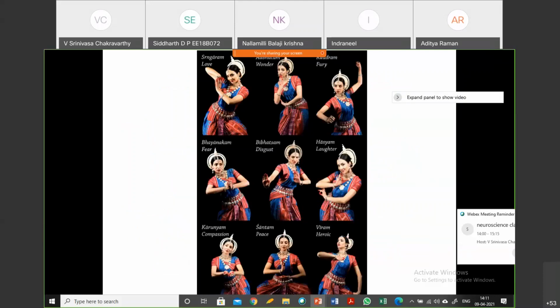So this is a picture that tells you how emotions are portrayed in Indian classical dance. I think it is Odissi, but I'm not very sure. And somebody told me it's not Bharatanatyam, but if somebody knows in this class, please correct me. So all the 9 rasas are shown here: love, wonder, fury, disgust, and so on and so forth.